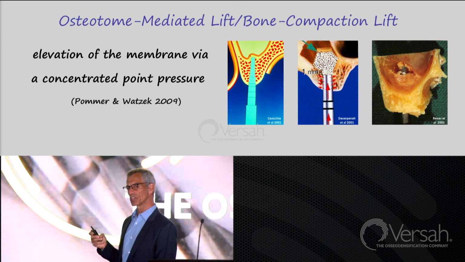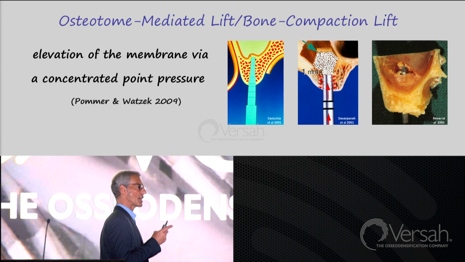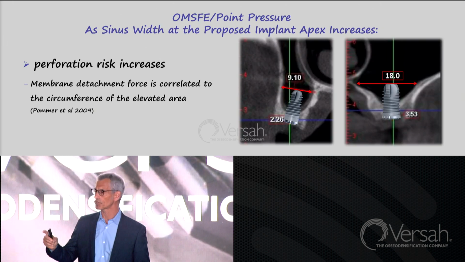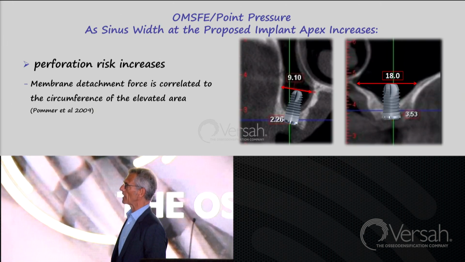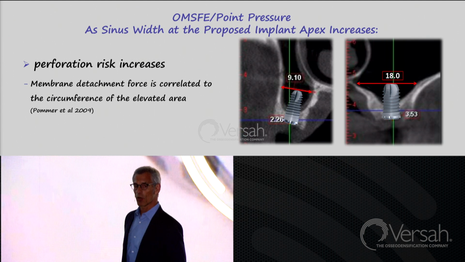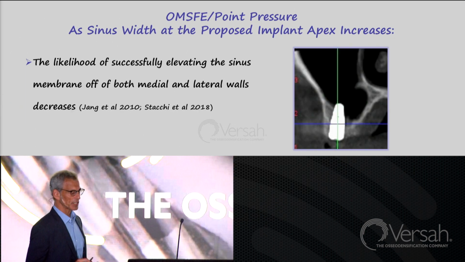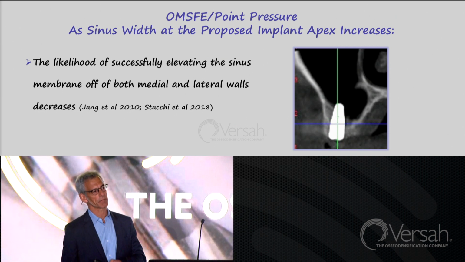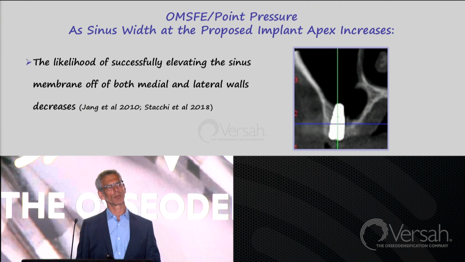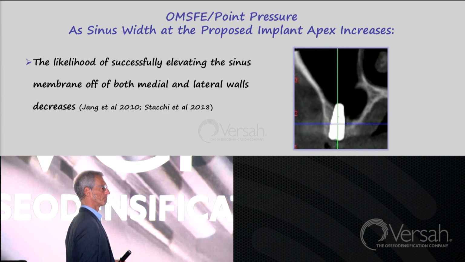Osteotome-mediated or a bone compaction lift is elevation via a point pressure. But you must understand the limitation of point pressure, especially as the sinus width increases. It is going to take more force to elevate a membrane 4 millimeters in this sinus than in this sinus. More force, greater risk for perforation. In addition, as the sinus width increases, the likelihood that you elevate membrane off of medial and lateral wall decreases. Why is that important? Where does your blood supply to your graft come from?